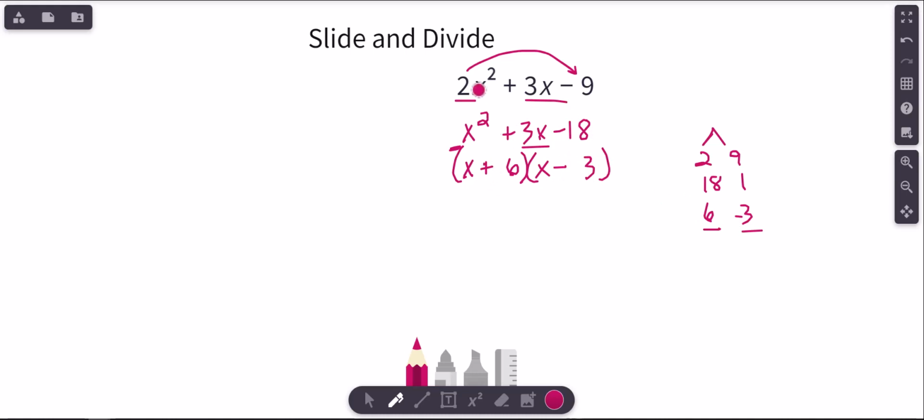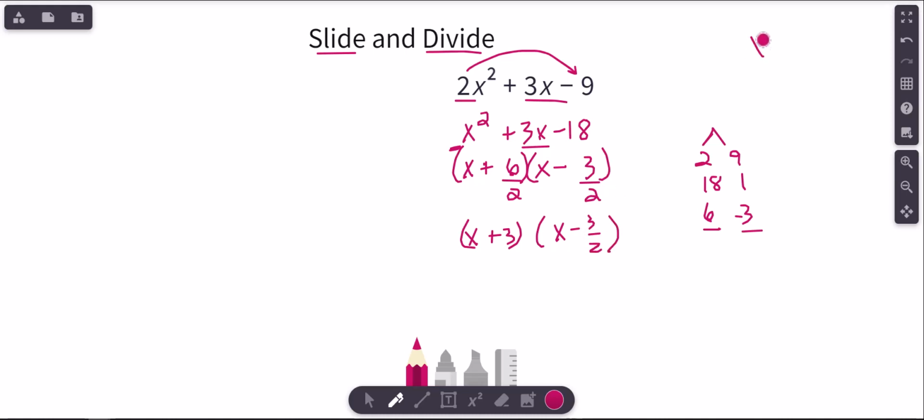And so then we would undo our sliding that we did in the beginning by dividing. So we multiplied by 2 in the beginning. Now we need to go back and undo that by dividing by 2 at the end. So x plus 6 divided by 2, that would be x plus 3. X minus 3 divided by 2, that would just be x minus 3 over 2.